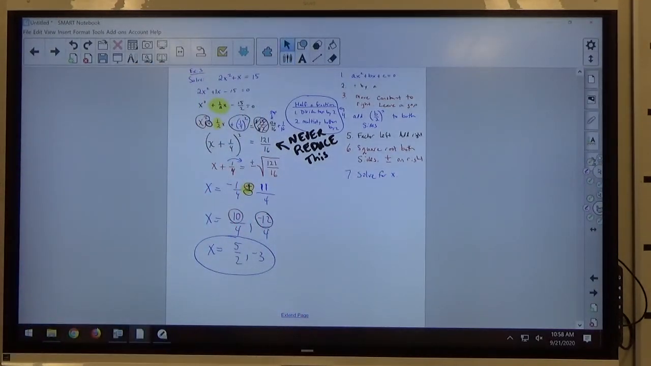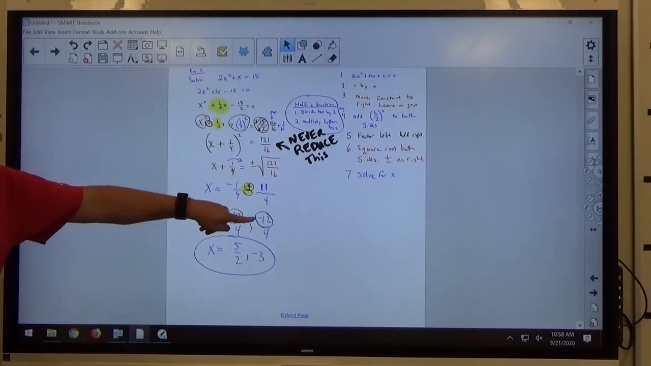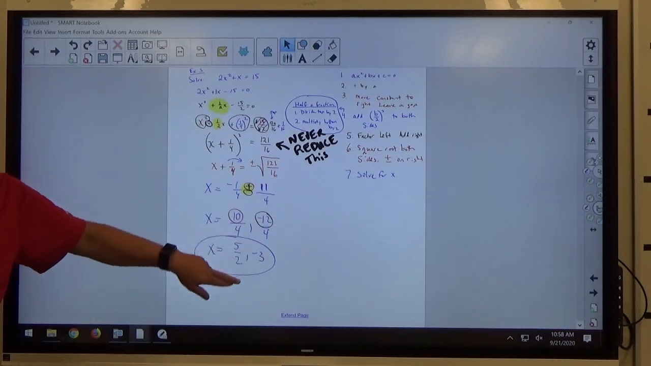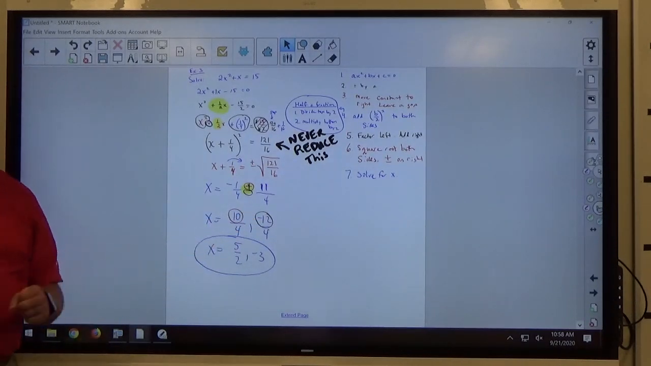10/4 reduces by 2. Negative 12/4 reduces by 4. If you get to an integer answer, leaving an integer answer is better than making it over 1. So negative 3 is better than negative 3 over 1. How do we get 5/2? 10/4 is what we had, right? Divide by 2, divide by 2. Negative 12/4, divide by 4, divide by 4, so negative 3. So again, negative 3 is better than negative 3 over 1.